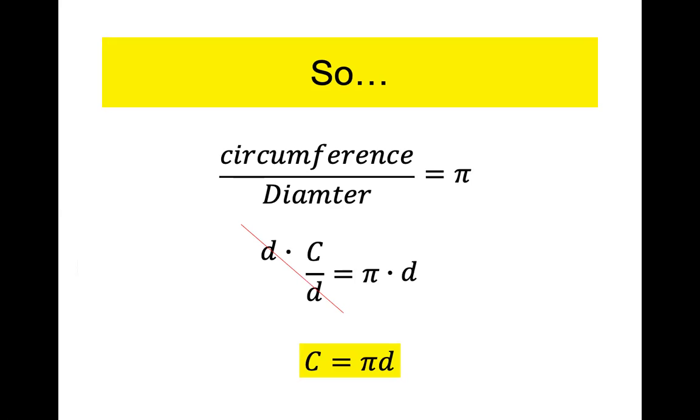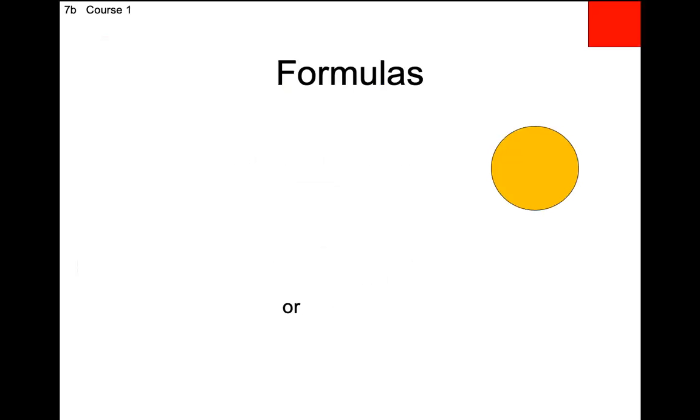d is the diameter. It depends what circle it is. Every circle has a different diameter. Every circle has a different circumference. But every single circle has the same pi. It's called a constant. It never changes. This is the formula that we will use tonight for homework. Write this down, 7b.